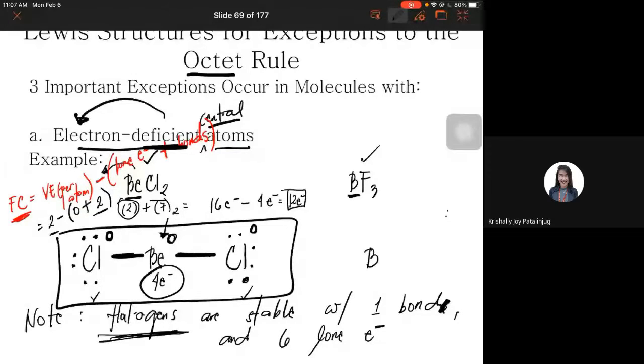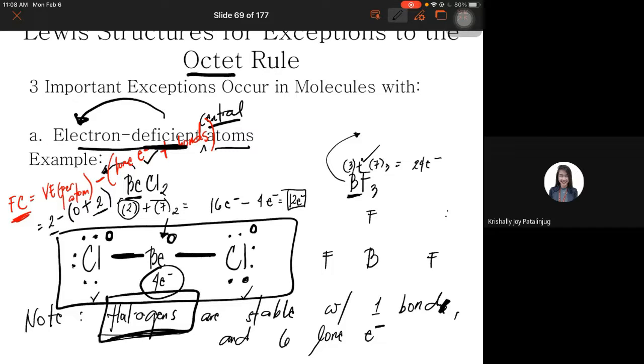Let's have another example: boron trifluoride. Boron will be the central atom here, and the surroundings are three fluorines. Fluorine is again a halogen, and it is considered the most electronegative halogen. So, let's get the total valence electrons. Boron is part of group 3, group 3 elements in the periodic table. Fluorine, 7 times 3, how many?